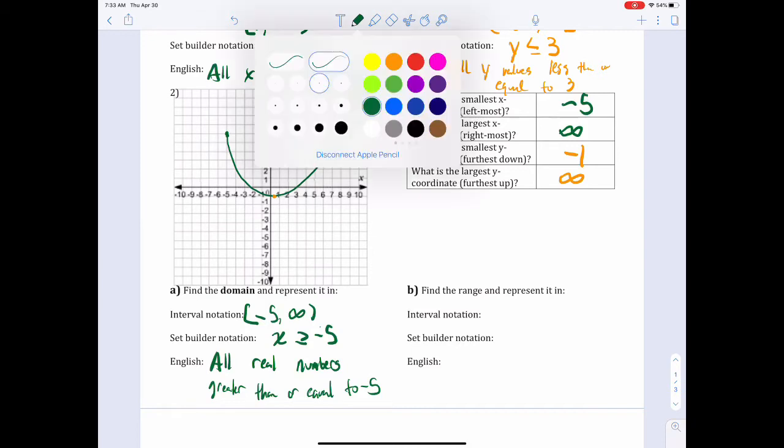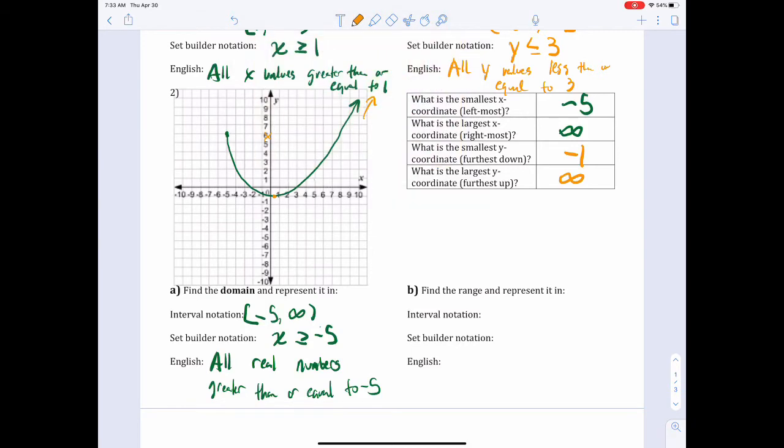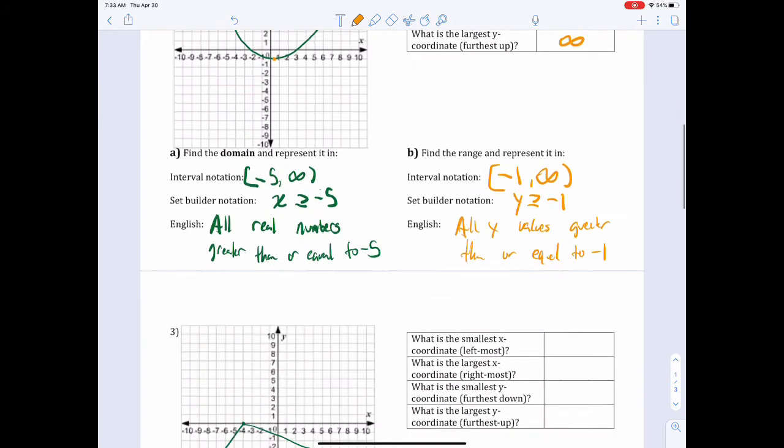All right, the range here is going to be from -1, hard bracket, to infinity. Set builder notation, it's all y values greater than or equal to -1, and all y values greater than or equal to -1. All right?